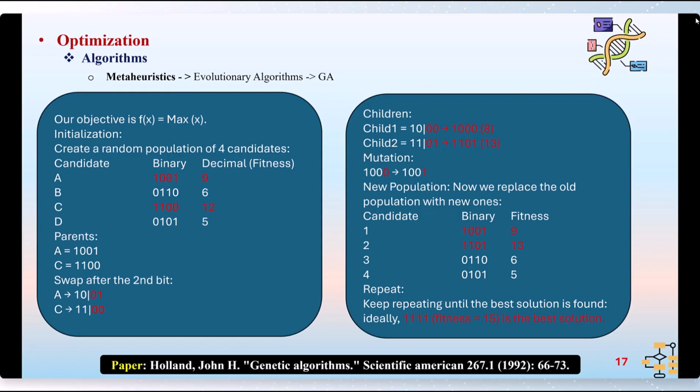Now we replace the old population with the new ones. So basically 6 and 5 from the previous candidates remain as 3 and 4. Also 1 and 2 are the new ones. We keep repeating until the best solution is found. Ideally it is 1111, which has a fitness equal to 15. It is considered to be the best solution.